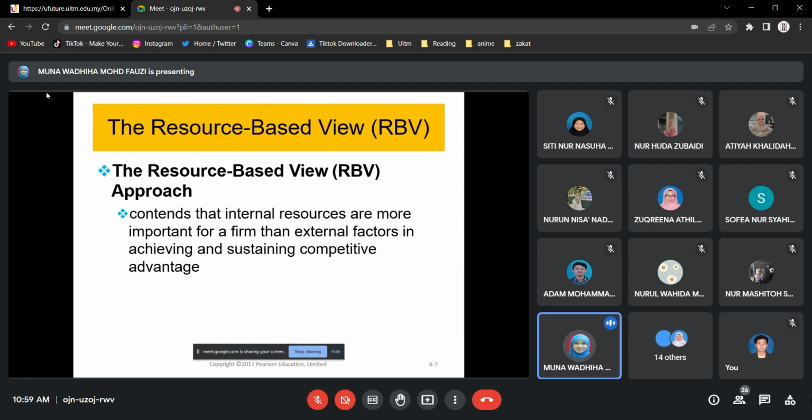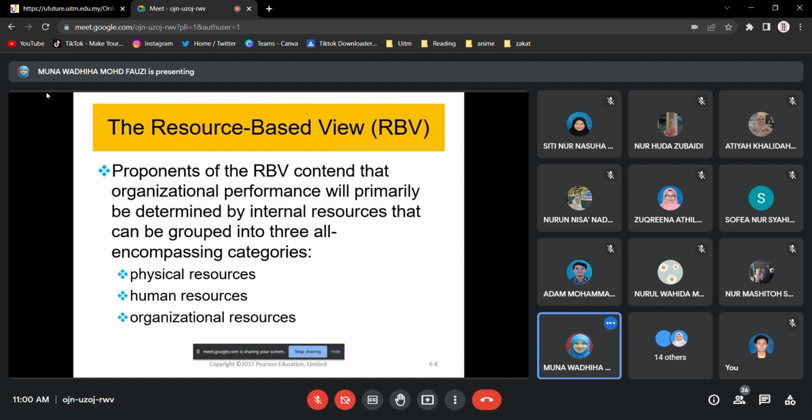RBV holds that internal resources are more important for a firm than external factors in achieving and sustaining competitive advantage. So internal resources are more important compared to external factors. Internal resources are things like raw materials, manpower, and financial resources, while external factors are, for example, political, economic, legal, technological, and environmental. So internal resources are our main focus when we talk about the resource-based view, the RBV approach.